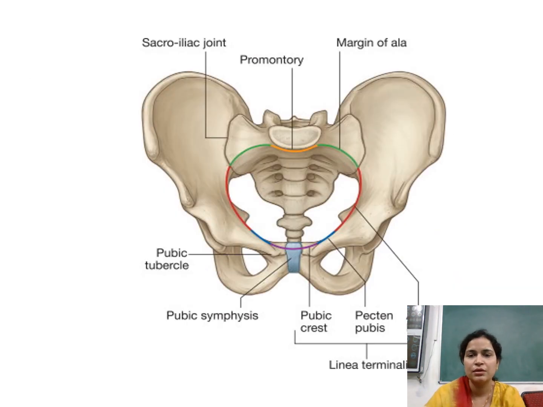So here is the symphysis pubis, the pubic symphysis. It is present in the midline, and it is a secondary cartilaginous type of joint.